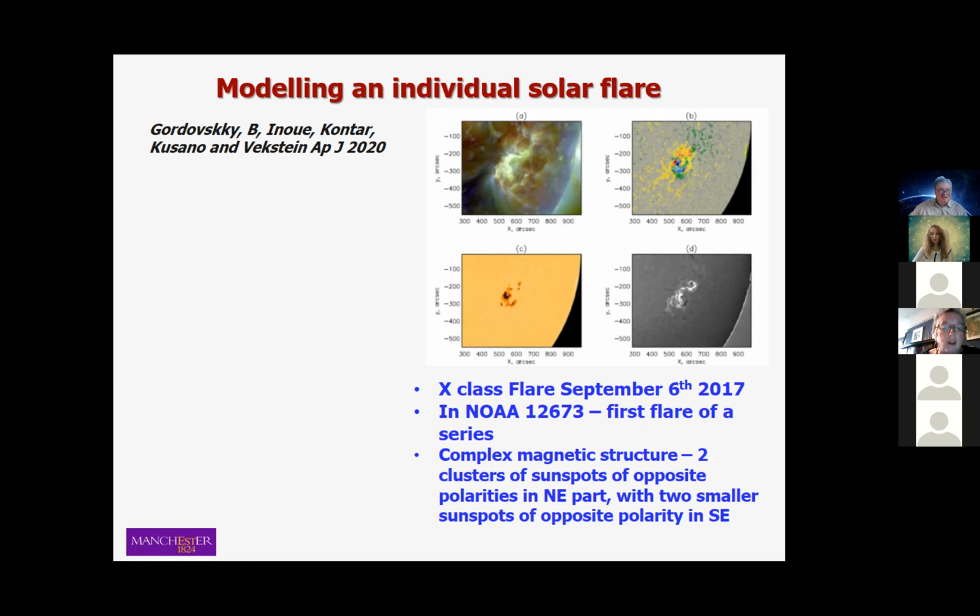And as you can see, it's quite a complex magnetic structure. We'll see it a bit more in a moment. But you've got basically two clusters of sunspots and different regions of opposite polarity.